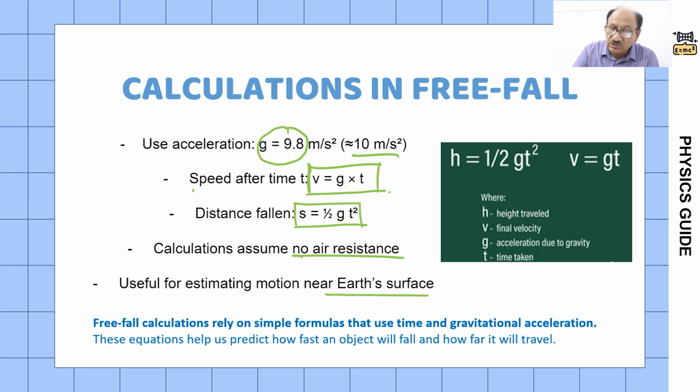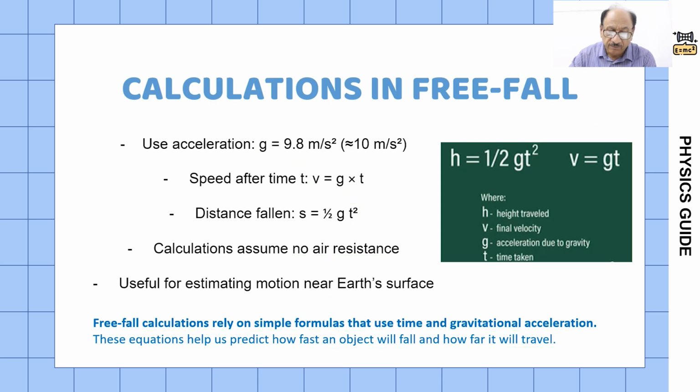So these are the equations which we are using. v is equal to gt and h is equal to half gt squared, where h is height traveled, v is final velocity, g is acceleration due to gravity, and t is time taken. So free fall calculations rely on simple formulas that use time and gravitational acceleration. These equations help us predict how fast an object will fall and how far it will travel.